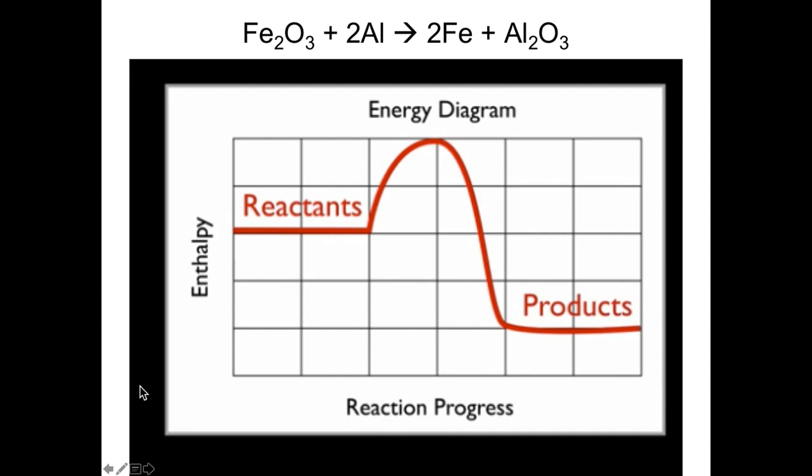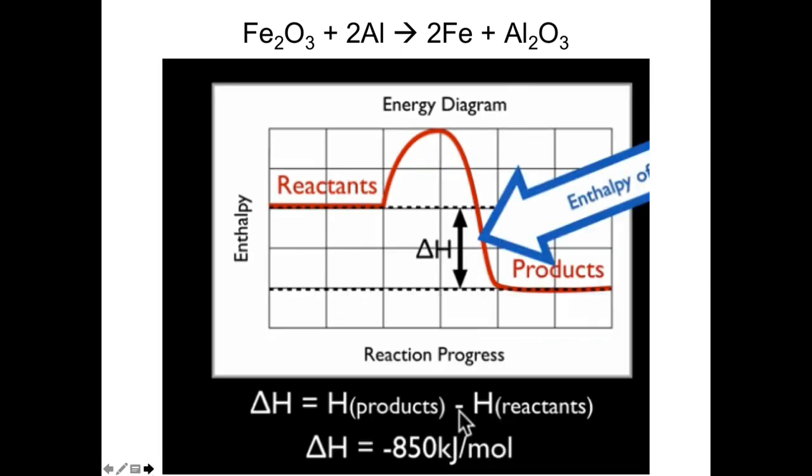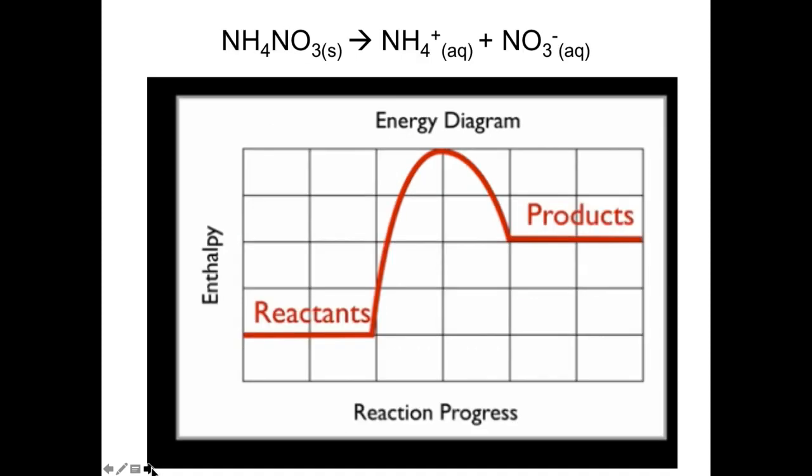Again, energy diagrams are real when it comes to real life. So this is an energy diagram here of this reaction. It is exothermic because the reactants are higher than the products. So the products are lower at the end. And then the delta H for this would be the difference between the products and reactants, which in this case will get us negative 850 kilojoules per mole.